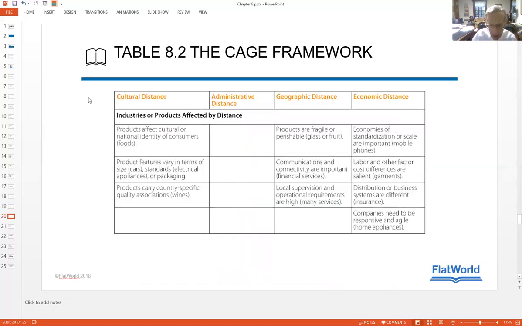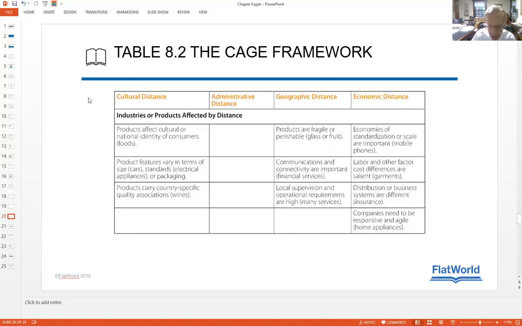And here we have in this slide simply more of the same. Notice that there's nothing more about administrative distances, but there are more comments about industries and products that are affected by cultural distances, geographic distances. There are the perishable products, and economic distances. And I'll let you review these tables at your leisure.